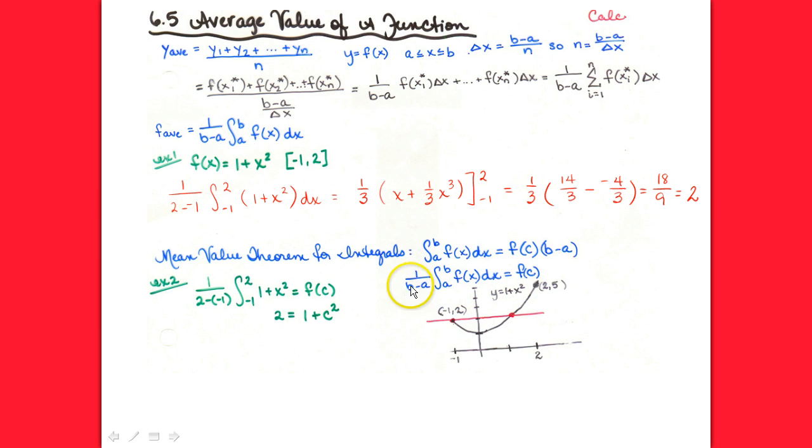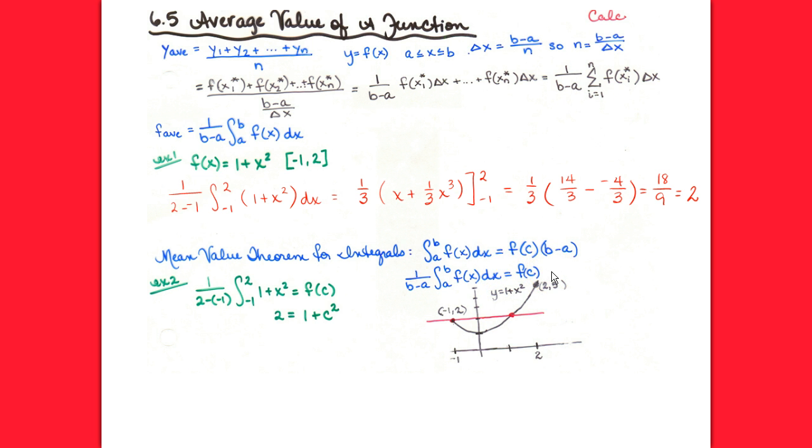If I go through then, and instead of having 1 over b minus a out in front of this thing, if I were to multiply both sides by b minus a, that creates this formula right here, and that's the one that you see in the book. So it doesn't really matter which one you use, but I just wanted you to see where that one in the textbook is coming from. Again, we're just taking average value that we just created and setting it equal to f of c.